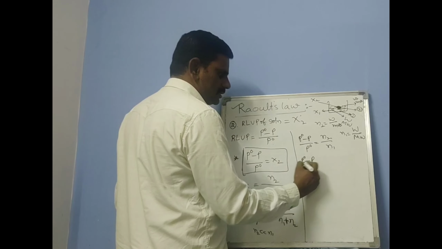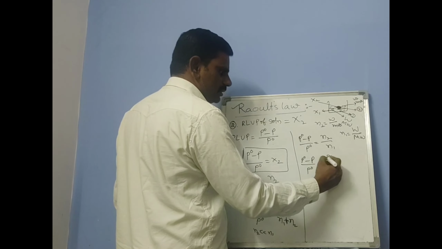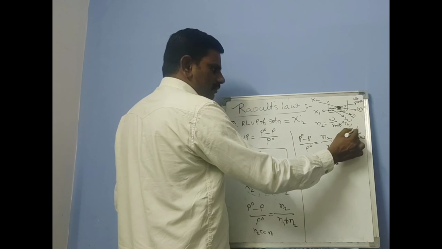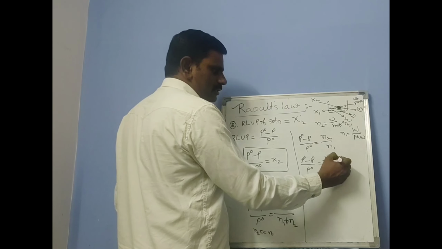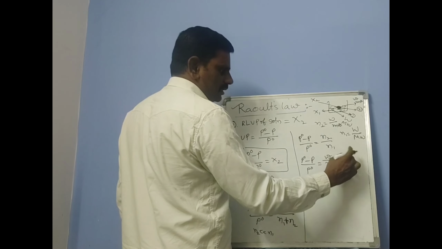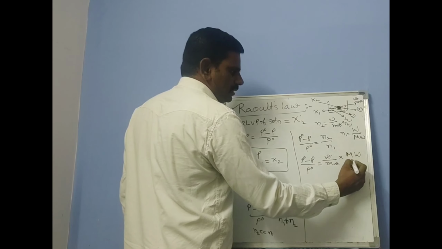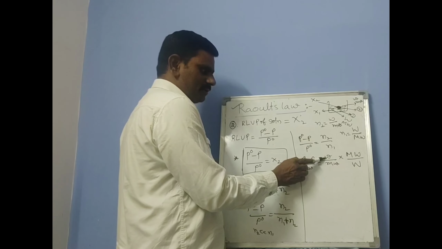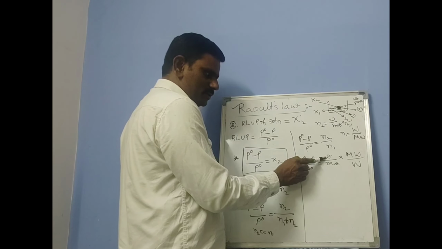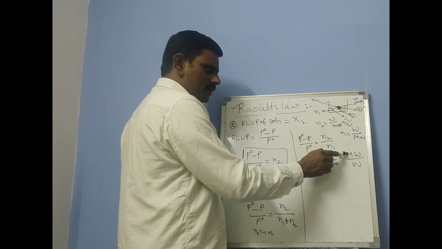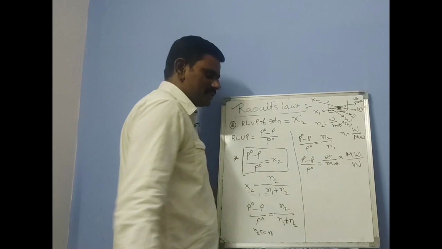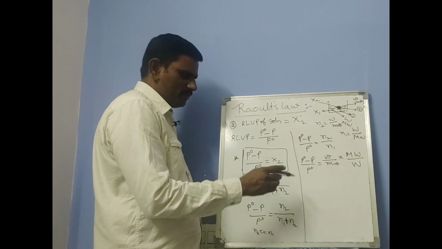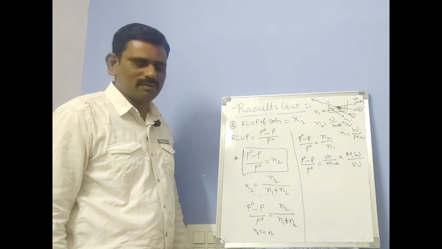Then we get P naught minus P by P naught equals weight by molecular weight. Here weight by gram molecular weight we are taking. So I convert this directly: small w into capital MW by small mw into capital W. Small w is weight of solute, small mw is molecular weight of solute, capital MW is molecular weight of solvent, capital W is weight of solvent. P naught is the vapor pressure of pure solvent, P is the vapor pressure of solution.